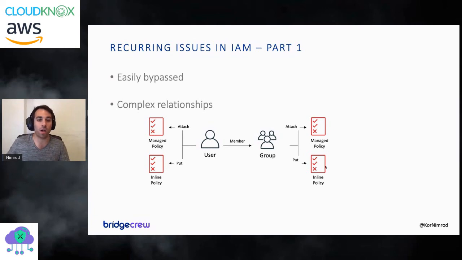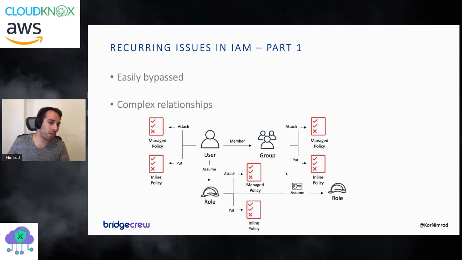IAM supports assuming roles as well. So that means a user can assume a role and get the policies that are set on that role, or assume through that role another role. And that's a long chain of privilege escalation that you won't be able to see using the simple console and going through the entities in IAM.